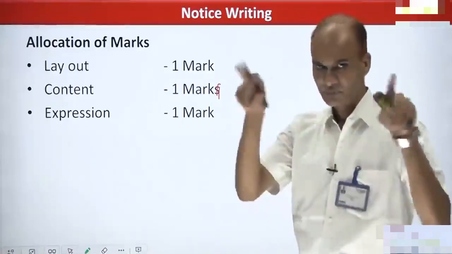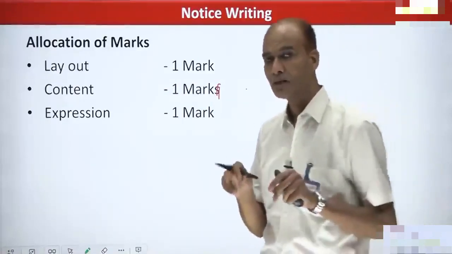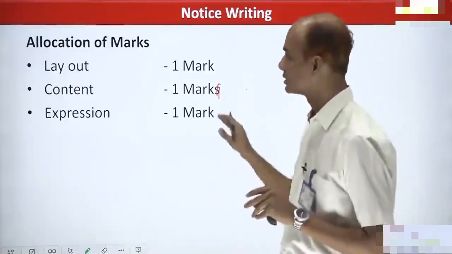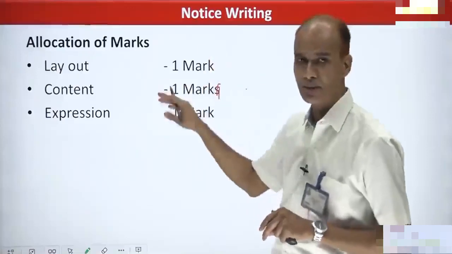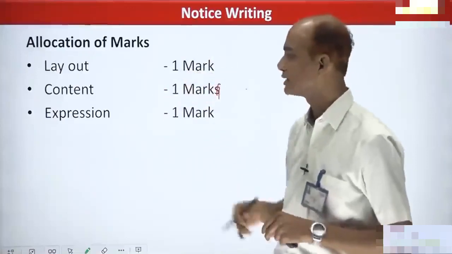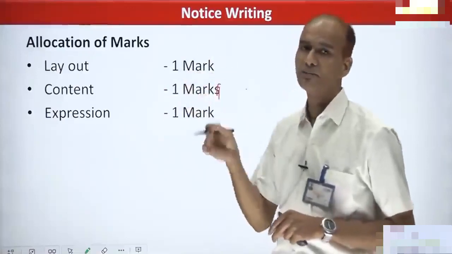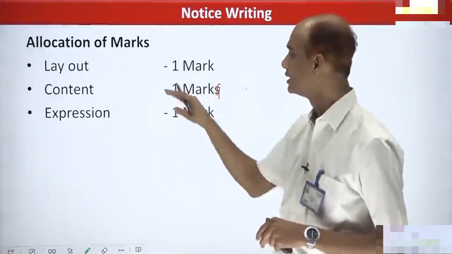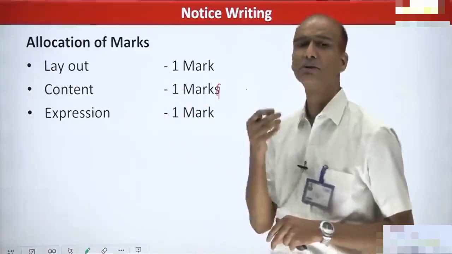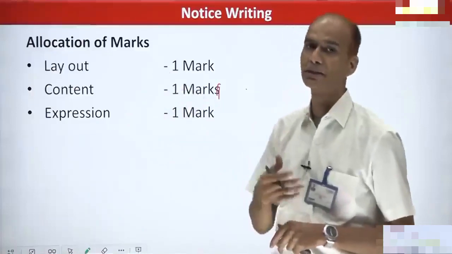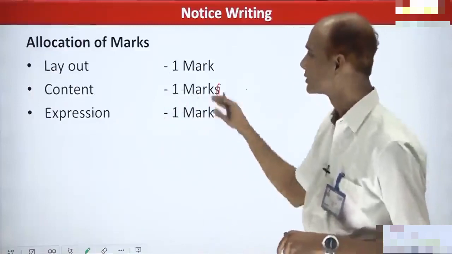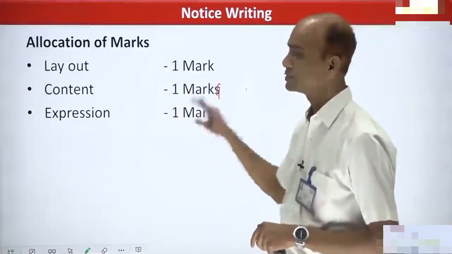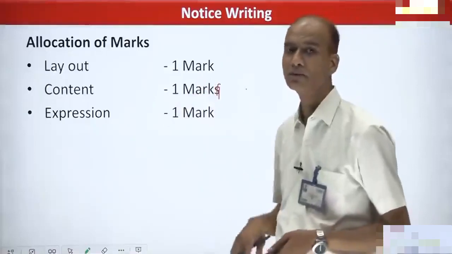Layout means the box, and along with that the proper alignment that you do in this notice writing. So that comes in your layout and you get 1 mark for that. Content means what, when, where, why, the answer of all these that you write, that makes your content. And expression, that means your grammatical accuracy, spellings and all those things, that will also be of 1 mark. So this is the way the 3 marks are allocated or distributed.